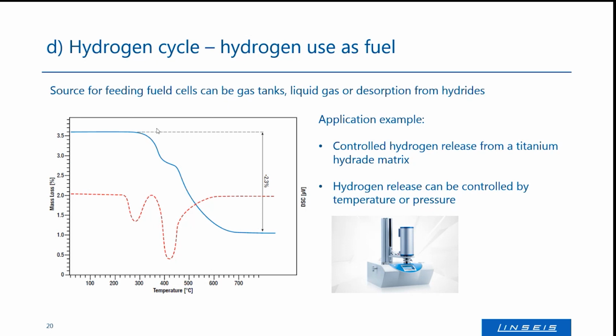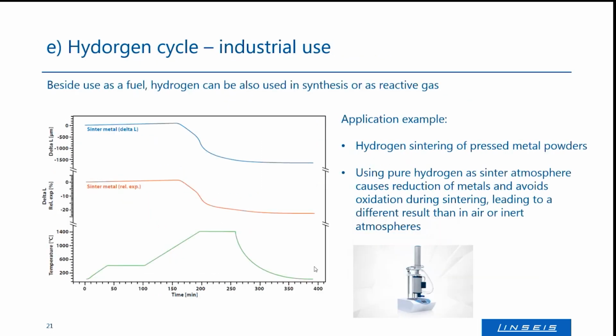And out of this, you get exactly the temperature when it's desorbed and how much is desorbed, and also how much energy you exactly need. And this helps to optimize the process of controlled hydrogen release by desorption.